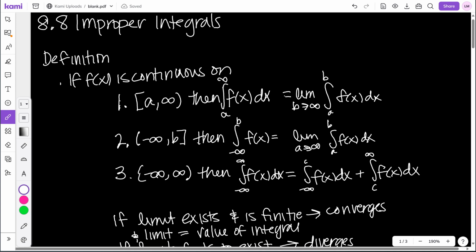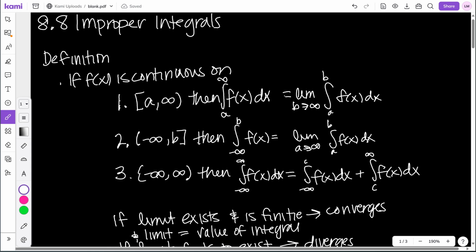Number 3 has 2 split ups. We're going to find a value in the middle of that function where we can split the function up and go from negative infinity to c, and then c to infinity, and then it splits up just like the top two, just like 1 and 2. The limit as b goes to infinity for the second one, and then a goes to infinity on the first one.